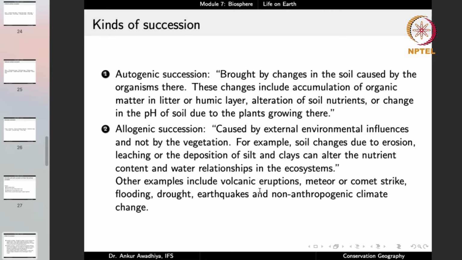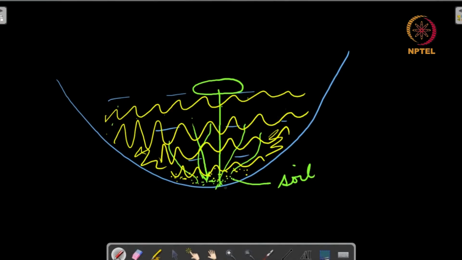Now in this case, we can differentiate between autogenic and allogenic succession. Auto is self, genesis is production, self-production, a succession which is produced by itself. So it is brought by changes in the soil caused by the organisms that are present in the area. These changes include accumulation of organic matter in the litter or humic layer, alteration of soil nutrients, and change in the pH of soil due to the plants growing there. So when we were talking about this lake and these changes were being brought about by the organisms that were already living there, we are talking about an autogenic succession.